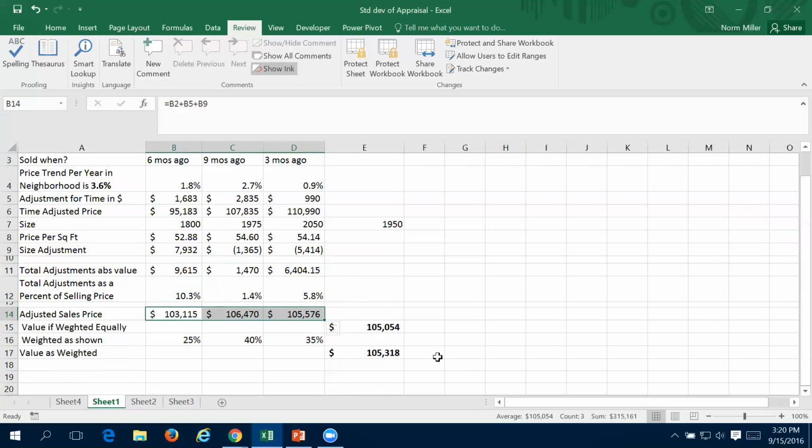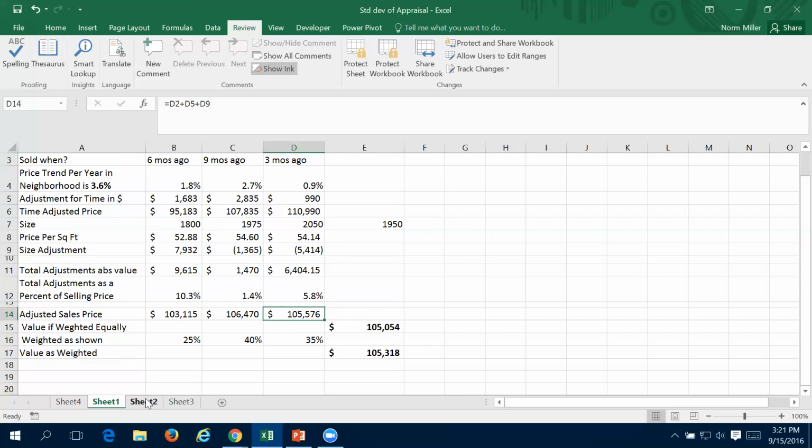And if I weighted them equally, the value of the property would be right there, $105,054. You could round that off to $105,000. Now, if I look at these 3 comps and I say this one's the best comp, I'm going to weight comp 2 40%, comp 3 35%, comp 1 25%. I still get a pretty similar number, 105,318, but a slightly different result. And of course, it does make sense to weight the comparables that are more like the subject property more heavily. So this is our adjusted comparable prices that we're going to work with to calculate a standard deviation.